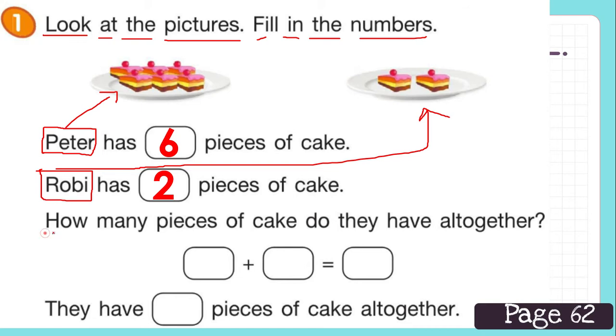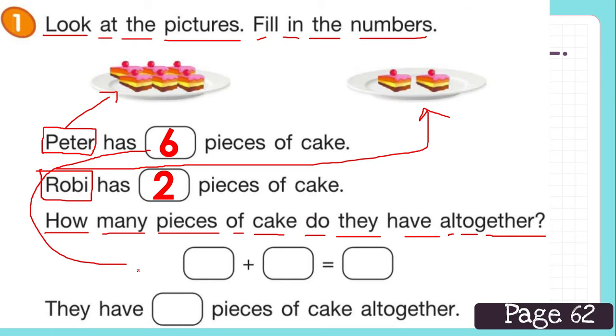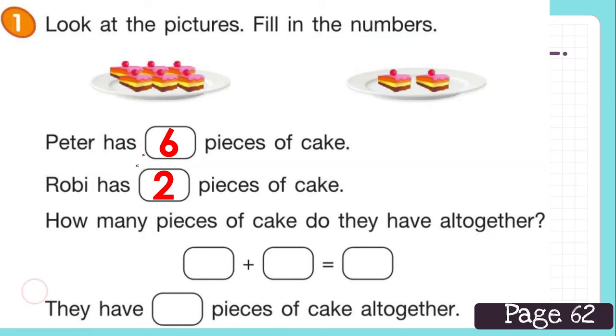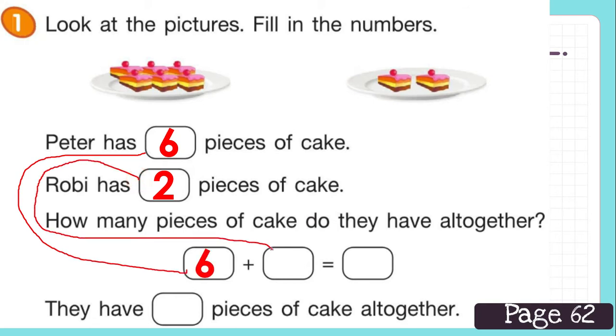How many pieces of cake do they have all together? Okay, so we're going to write here 6. Let's erase first because it's a little bit messy. We're going to write here 6, and here 2. So if we add 6 plus 2, we'll be getting 8. So they have 8 pieces of cake all together. All together because they add, okay?